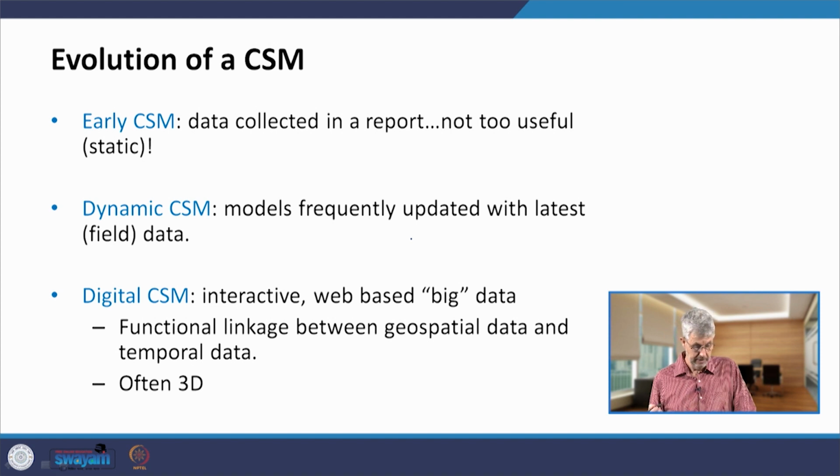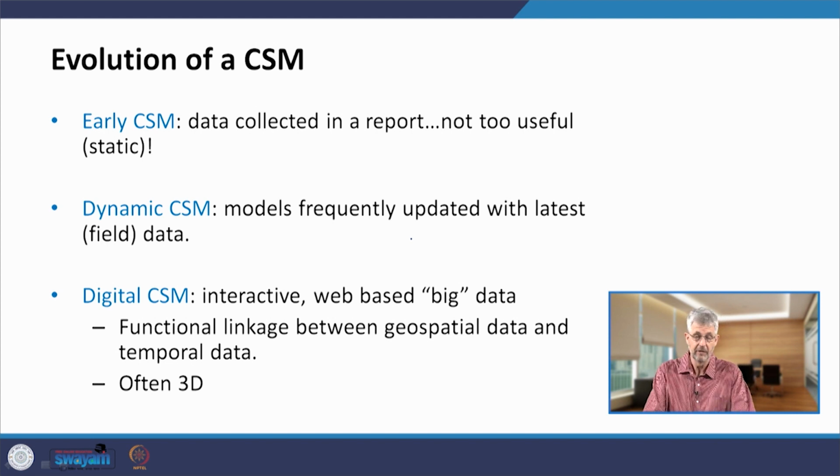It's static. And then as we get more information, we return to the site with a drill rig, we use geophysical methods to investigate the site. The model becomes more refined and becomes more updated. It's basically a dynamic system.